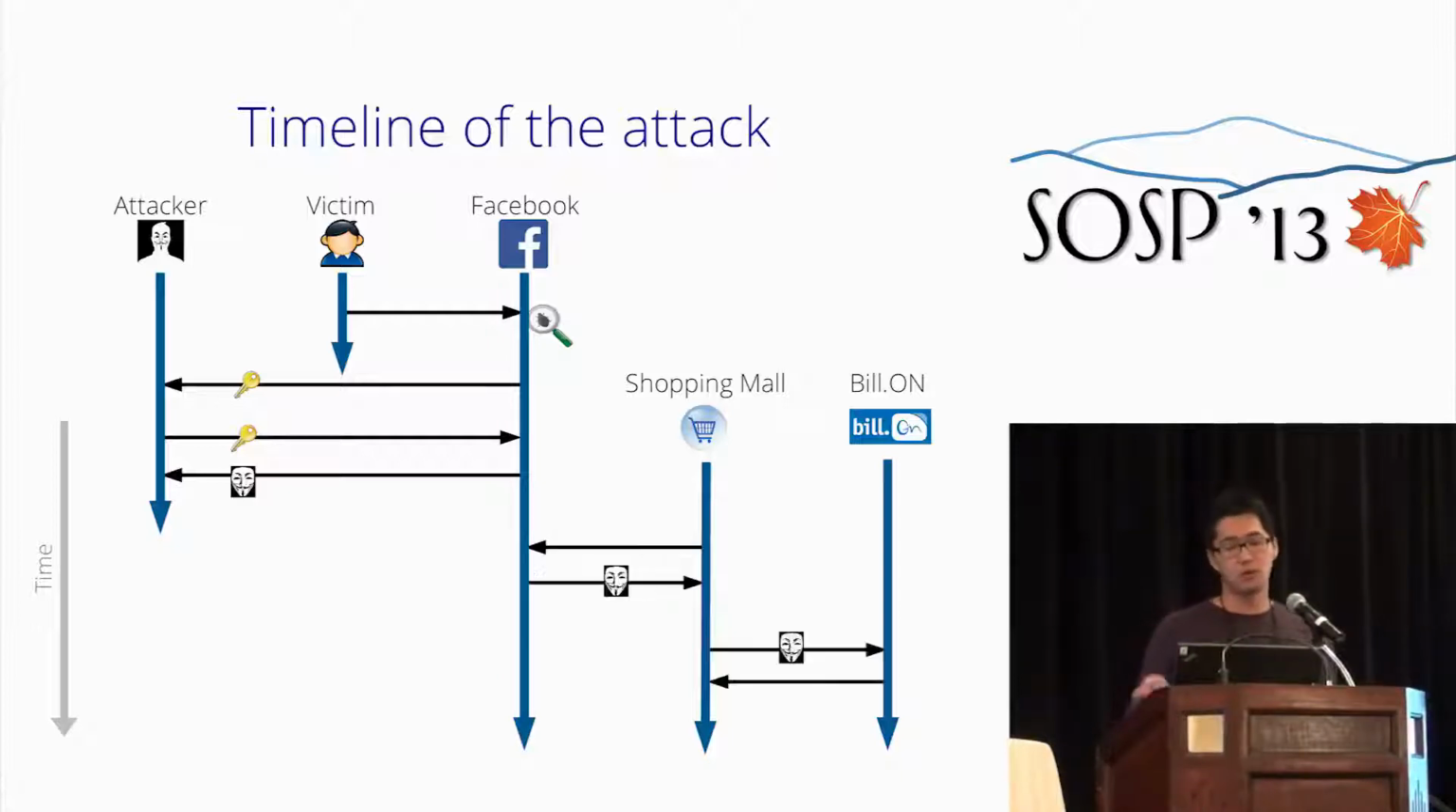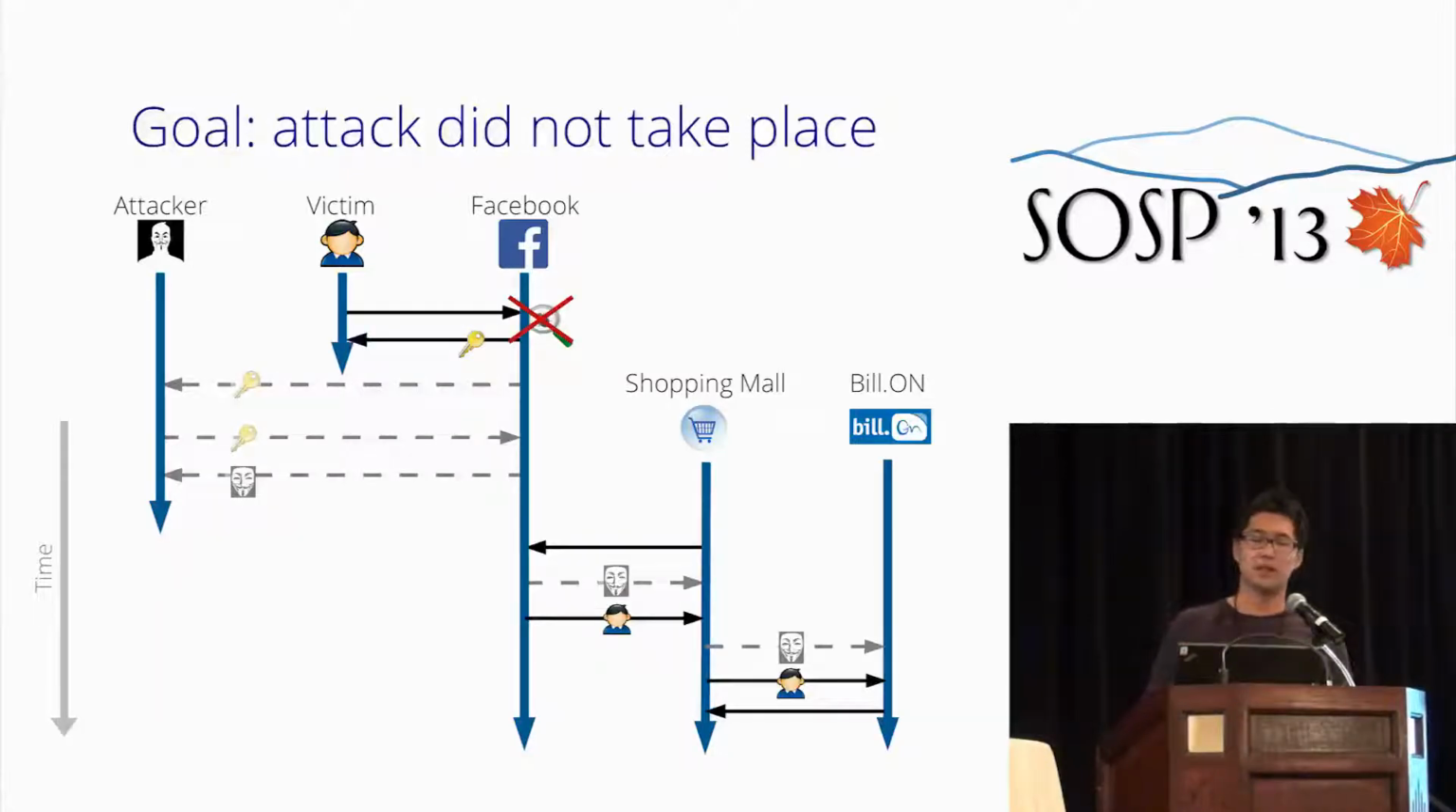And when the shopping mall fetches the address of the user, it will get the attacker's address and push this attacker's request to the bill-on service. Before we actually recover from this attack, let's think about what the correct state to recover is. It means, what if the attack did not take place in the first place?